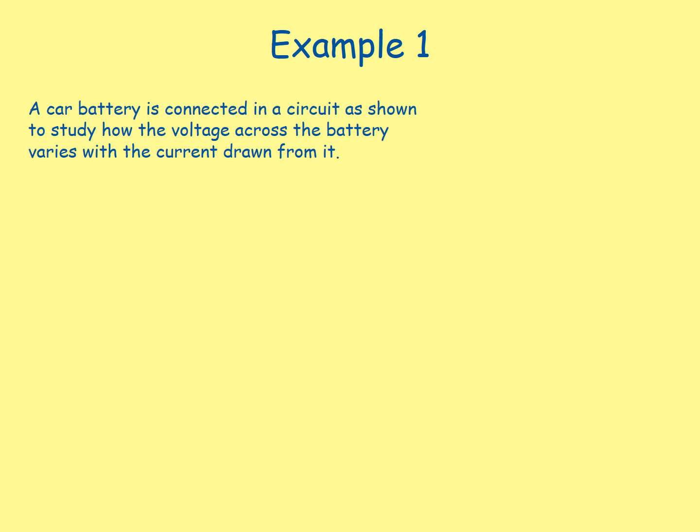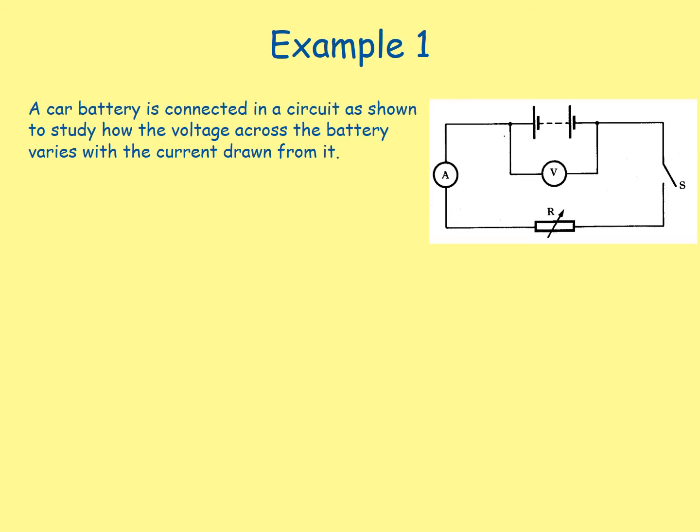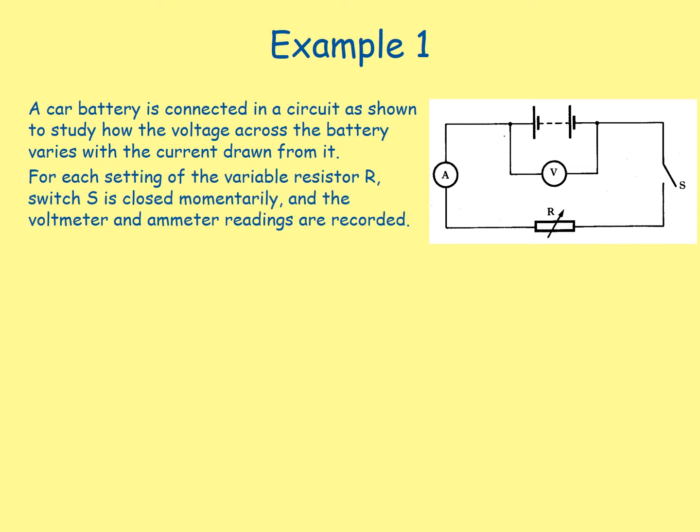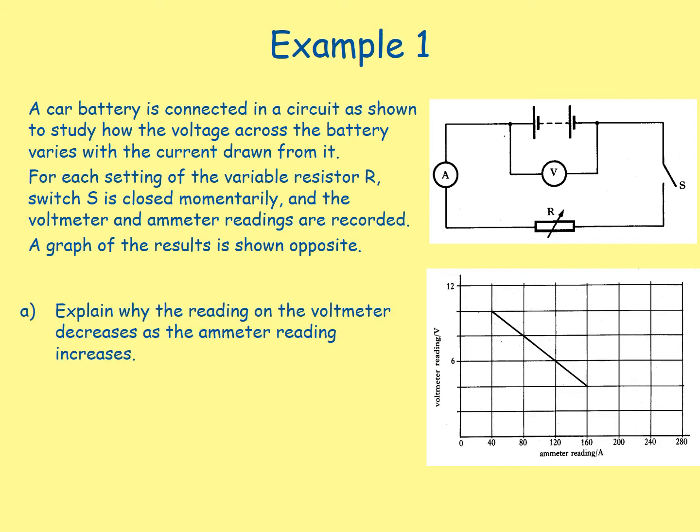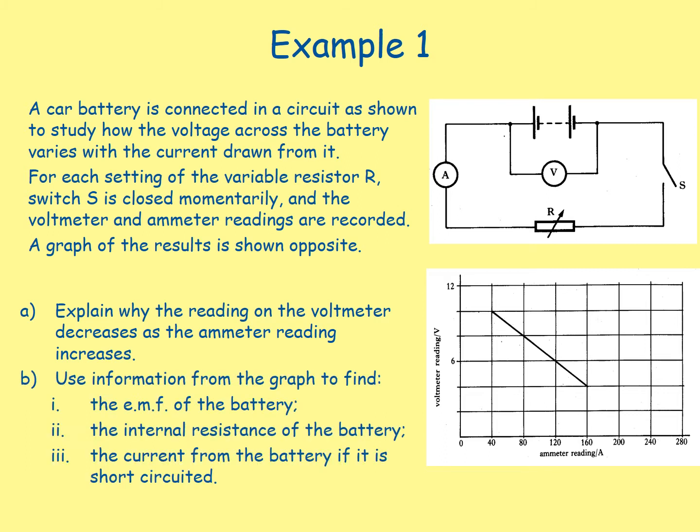Example 1. A car battery is connected in a circuit as shown to study how the voltage across the battery varies with the current drawn from it. For each setting of the variable resistor R, switch S is closed momentarily and the voltmeter and ammeter readings are recorded. A graph of the results is shown opposite. A. Explain why the reading on the voltmeter decreases as the ammeter reading increases. B. Use the information from the graph to find: 1. The EMF of the battery, 2. The internal resistance of the battery, and 3. The current from the battery if it is short-circuited.